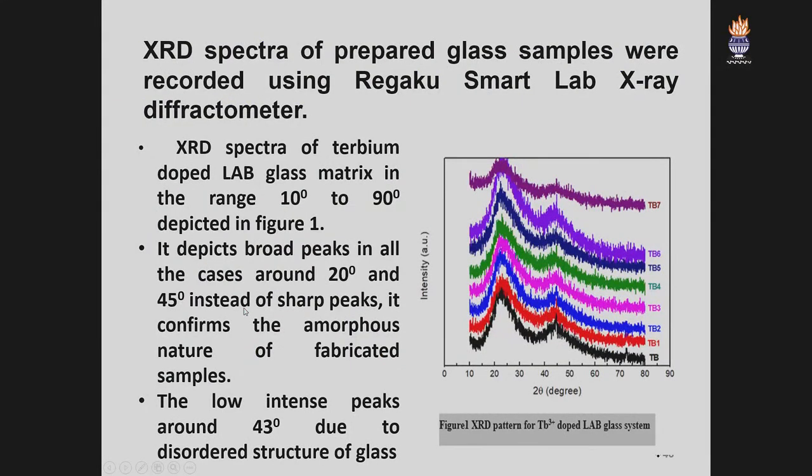And we have taken the X-ray diffraction spectra. You can look at that X-ray diffraction spectra. If it is a crystalline material, we may get beautiful peaks. But here, no such peaks are observed. That is the terbium doped glass matrix, and we have taken the X-ray in the range of 10 degree to 90 degree. There are broad peaks in all the cases, between 20 degree and 45 degree, instead of sharp peaks. So it confirms the amorphous nature of the fabricated glass. There is a low intense peak around 43 degree due to the disordered structure of glass.